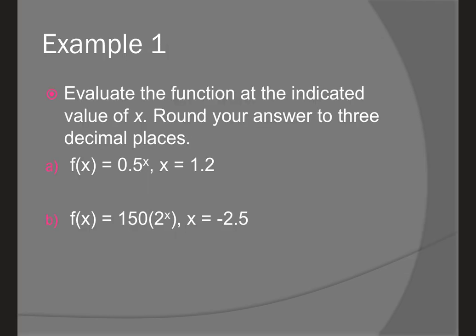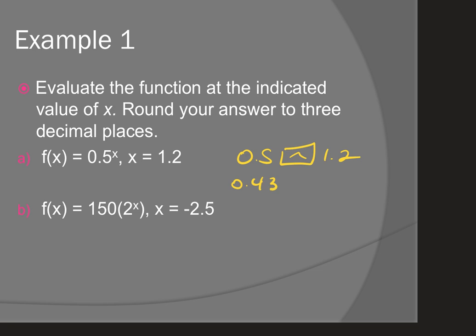So the very first thing we're going to do with these is literally just use our calculators to learn how to work the exponents. So it says evaluate the function at the indicated value of x. Round your answers to 3 decimal places. And A says f of x equals 0.5 to the x power, where x is 1.2. So when we're typing this in the calculator, we'll literally do that 0.5 and then your little caret symbol and then 1.2. And you're going to round to 3 decimal places. So 0.5 to the 1.2 gives you 0.4357. So it would just round to 0.435.